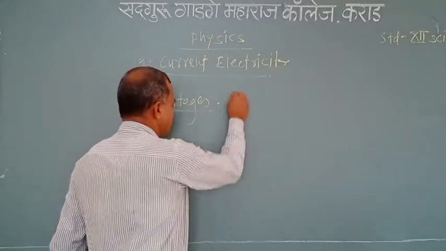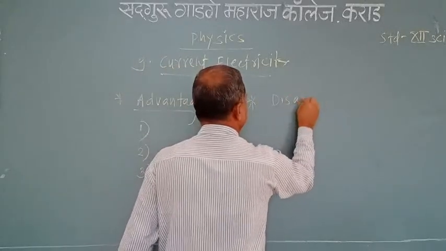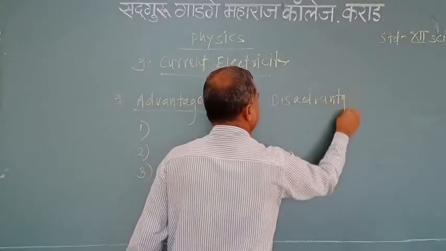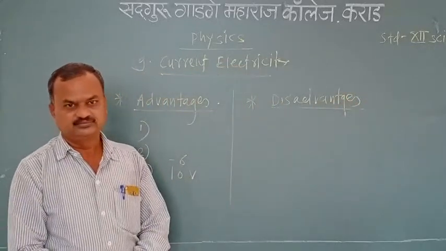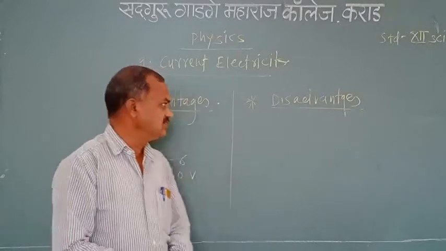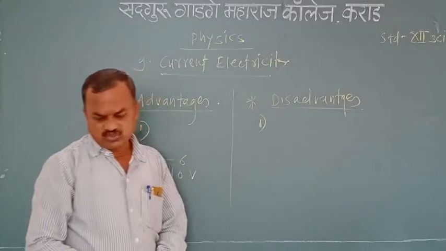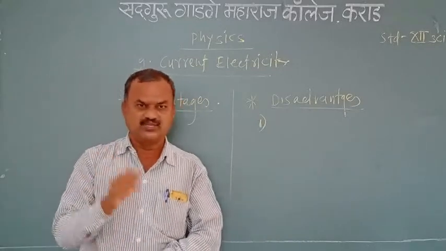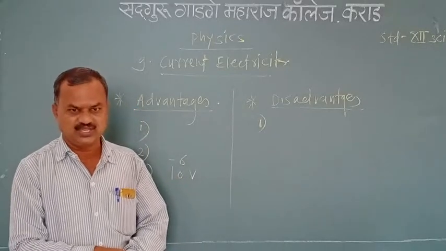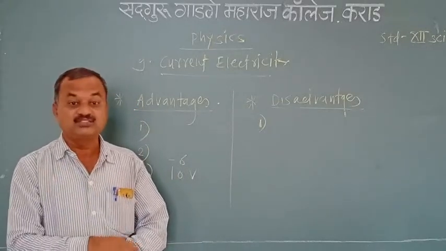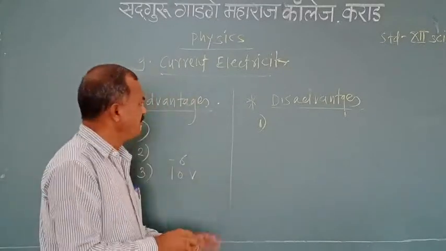Then, next we study the disadvantages of potentiometer over voltmeter. There are some disadvantages. First, potentiometer is not a portable device. That means we can't displace that device from one place to another place easily. So this is a disadvantage of potentiometer.